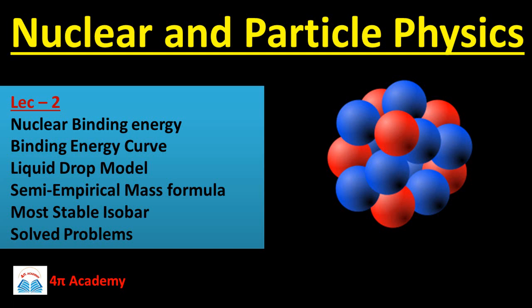This is the second lecture in the series on nuclear and particle physics. We have already discussed some basic things about the nucleus in our first lecture, like nuclear size and nuclear radius, and also nuclear charge density and nuclear mass density. In this lecture we are going to discuss the nuclear binding energy curve, the liquid drop model, the semi-empirical mass formula, and the most stable isobar, and then we will discuss some solved problems based on CSIR NET and GATE exams. So let's start.